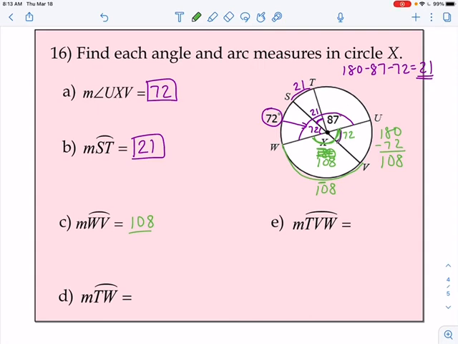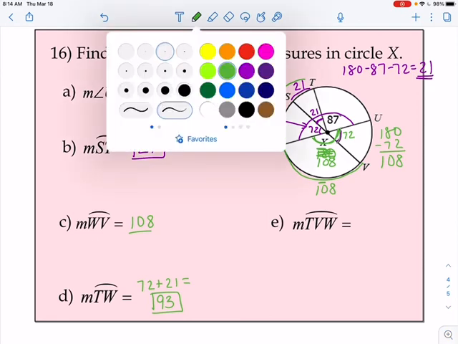Arc TW is going to go from here to here. And again, all I'm going to do is add the two arcs that make up that big arc together. I'm going to add the 72 plus the 21 together, and when you do that, you should get an answer of 93. So arc TW is going to be 93. And let's again change colors here.